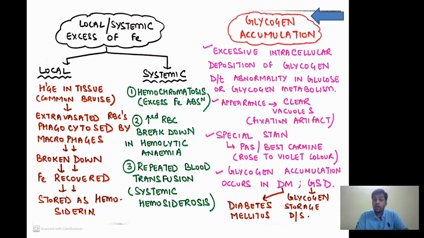Now which is the special stain that we use for glycogen staining? To highlight the glycogen under the microscope, we use PAS, the periodic acid Schiff reagent, or Best carmine, and under the microscope they give a rose to violet color. Glycogen accumulation occurs in diabetes mellitus as well as in glycogen storage diseases.